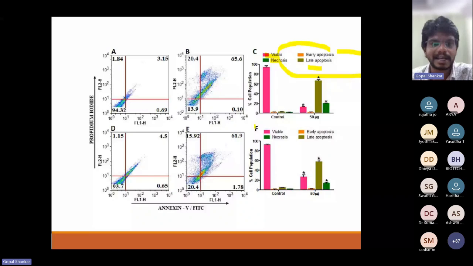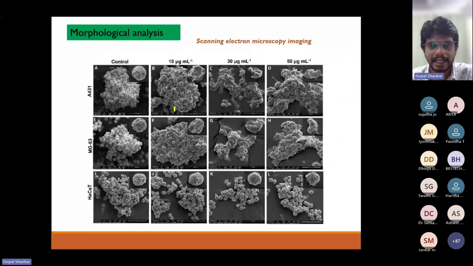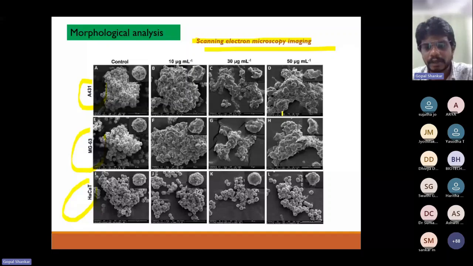And for morphological analysis, one typical example is scanning electron microscopy, that is SEM. You see here, this is the normal morphology of A431 cells, and this is MG63 cells and the normal cells. But when you give a drug, you see that in the cancer cells, these are two cancer cells and this is the normal cells, the cell structure is getting damaged or broken. But in the normal cells, there is no damage. They typically look the same, with cluster formation and agglomeration. But here, you see they are getting damaged and broken.